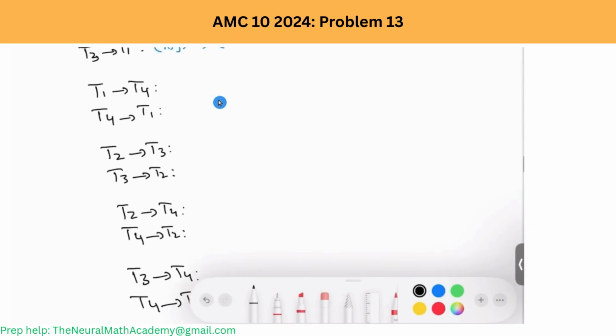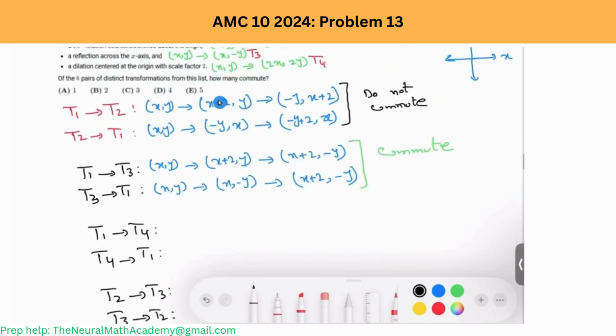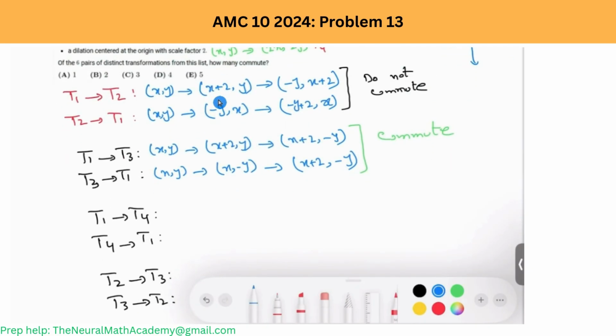So if you check all the pairs, then you will find out that the pairs that commute are actually 3. So the answer will be C. But I'm leaving it to you to solve. If you have any question, then write it in the comment section and then I can explain there.